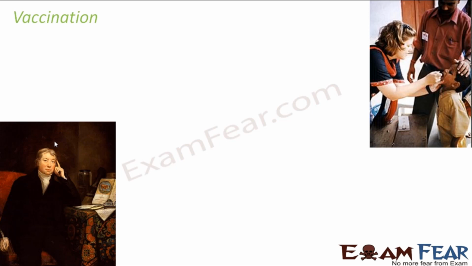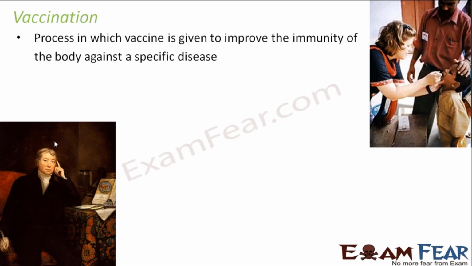So he did an experiment. He experimented with a cowboy. He gave him a cowpox vaccine. So what is a vaccine actually? Now, what is vaccination? It is a process in which a vaccine is given to improve the immunity of the body against a specific disease. So whether a body will get a disease or not is all about the immunity of the body.